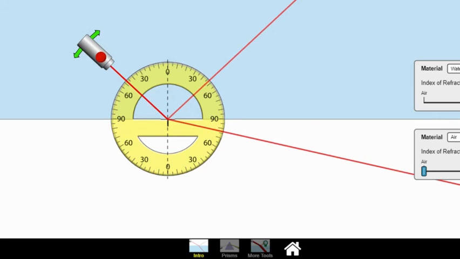But I'm going to show you how we use Snell's law to calculate exactly what that critical angle is. And it's different, right? This is water and air. It would be different if we were in glass and air. It would be different if we were in diamond and air.